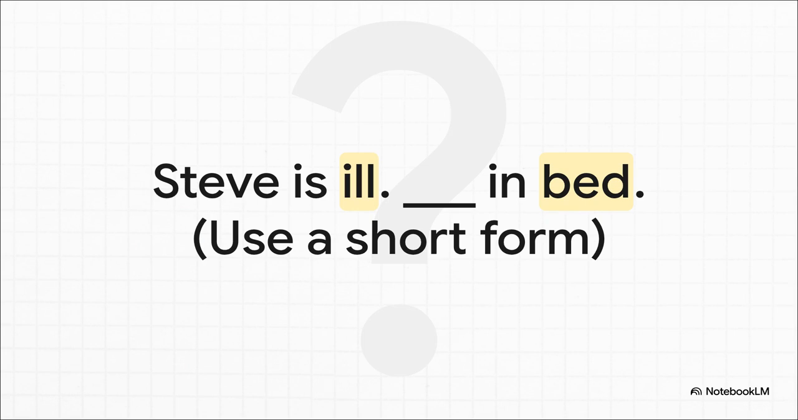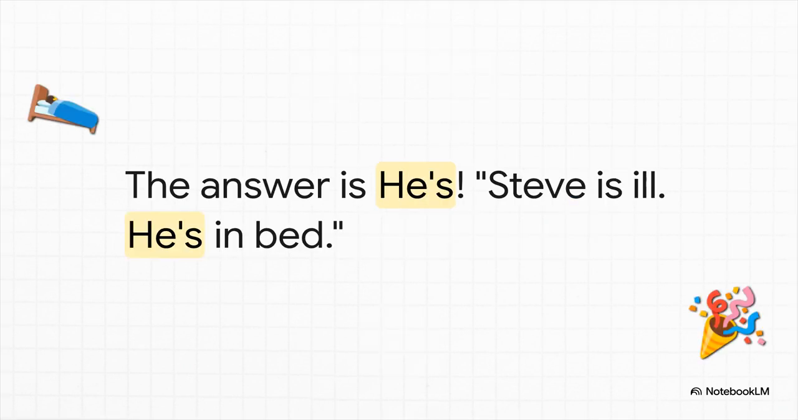Nicely done. All right, last question. Steve is ill, blank, in bed. And for this one, I want you to try using one of those short forms we talked about, a contraction. What do you think fits here? Bingo! The answer is he's. He's in bed. We just replace Steve with the pronoun he, and then we shrink he is down to he's. Fantastic. You totally aced that quiz.